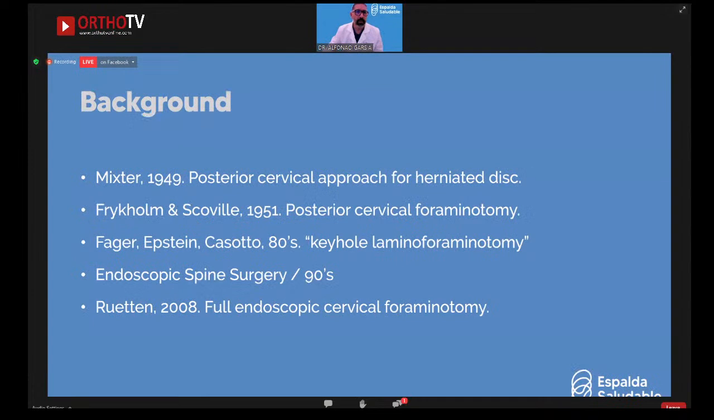The events that happened before we would be able to perform endoscopic surgery as we do right now started in the late 40s with Dr. Mixter. And as you can see, all of the procedures developed from that date on with the main objective to be less and less invasive. So the posterior cervical approach for a herniated disc developed in the late 80s to a keyhole laminoforaminotomy. And then in the early 90s, endoscopic surgery was developed, but not for cervical approaches initially.